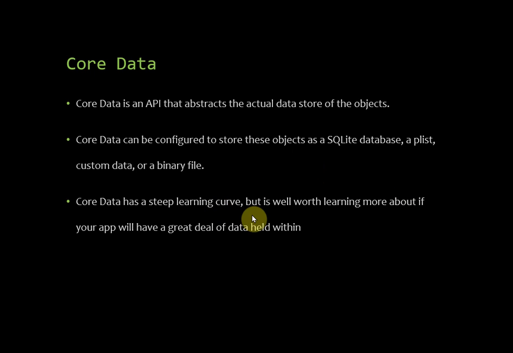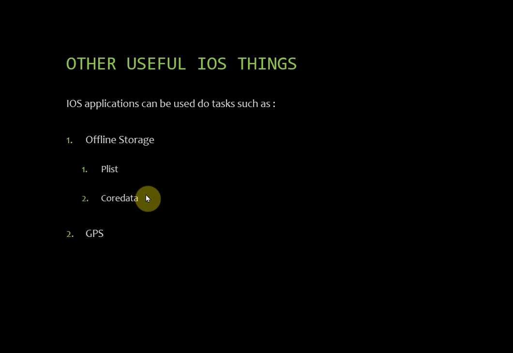Core Data has a steep learning curve but is well worth learning more about if your app will have a great deal of data held within it. So this will be useful only if you have data which is of utmost importance or very complex. In that case, you can use this. So that is about your offline storage, in which you spoke about plist as well as Core Data. Core Data is just a small topic: whenever you have anything complex or of utmost importance, you can go for Core Data.